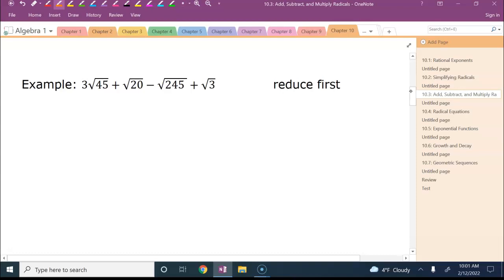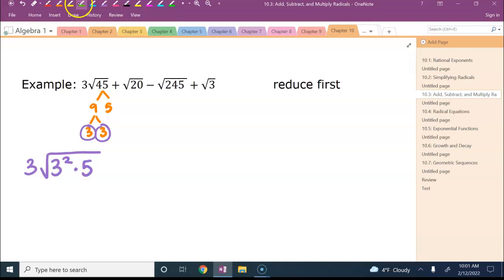So for the first one, 3 and then the square root of 45, these are all regular square roots, so I'm looking for groups of 2. I'm going to break that down to 9 times 5, and 9 would be 3 and 3. And there's your group of 2, those 3's there. So remember when we did this in the past, this would be 3, and then underneath the square root you'd have 3 squared times 5.